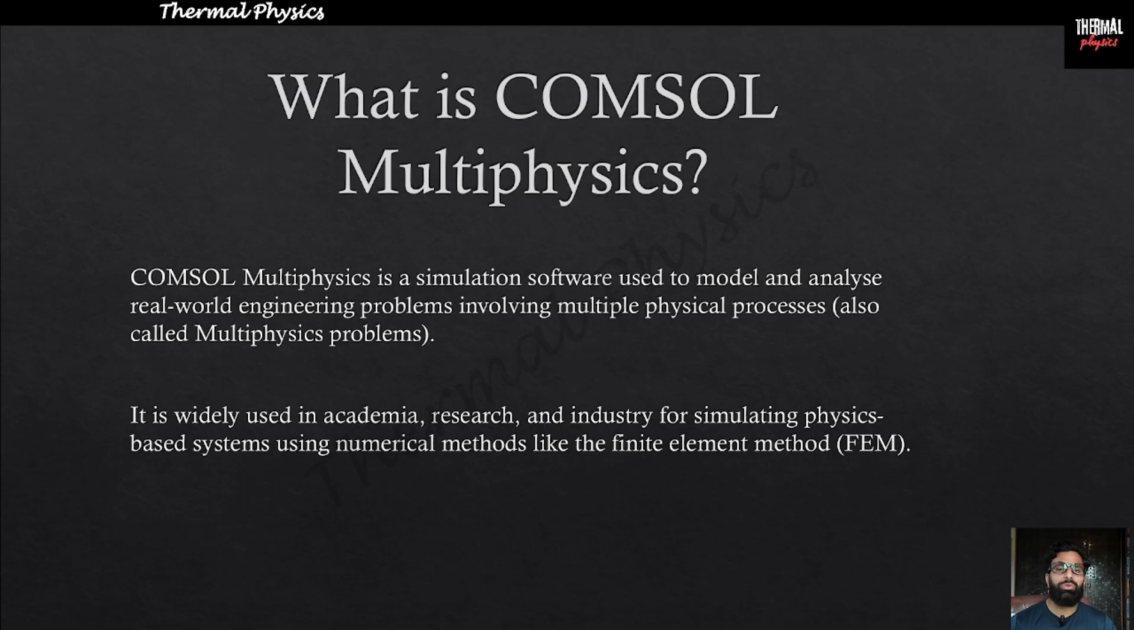Now, it is widely used in academia, it is used in colleges, it is used in universities, it is used in research institutions, and it is used in industries for simulating physics-based systems using numerical methods. It uses numerical methods to solve a real-world problem, and COMSOL uses the finite element method.